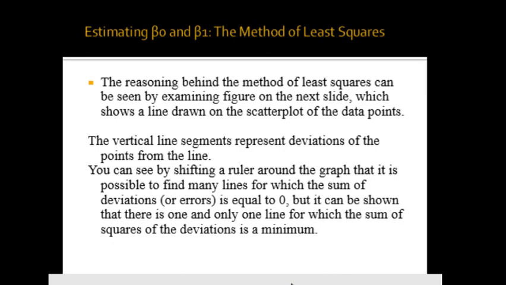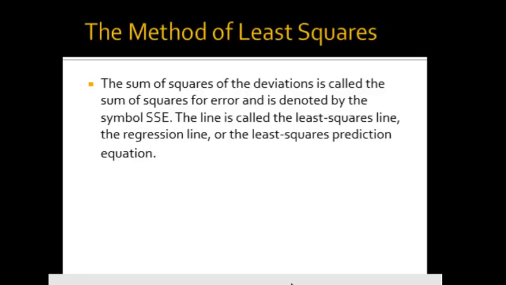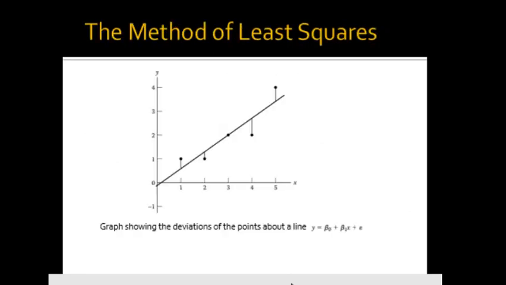Now we want to estimate the value of beta 0 and beta 1, assuming that we don't fail these assumptions. The method that we will use is called the method of least squares. So let's go to this slide first.